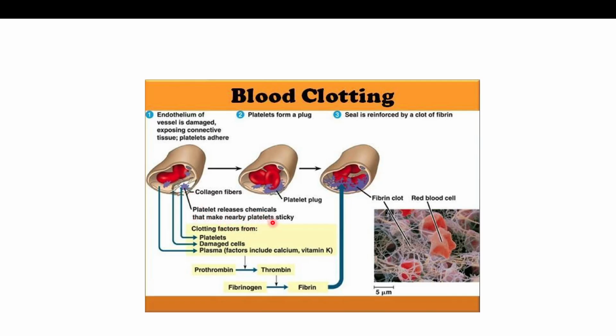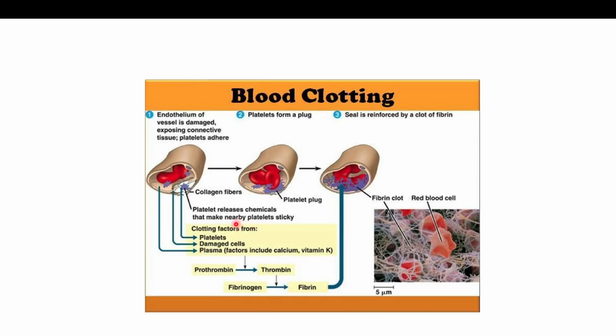Platelets release chemicals that make nearby platelets sticky, and clotting factors. There are damaged cells also. There's plasma in general, which carries calcium, vitamin K, etc. So eventually, these clotting factors help in activating prothrombin into thrombin. Okay, and upon activation, thrombin acts on fibrinogen to form fibrin, and all these platelets were already releasing chemicals that make the nearby platelets sticky and thereby form a little plug.